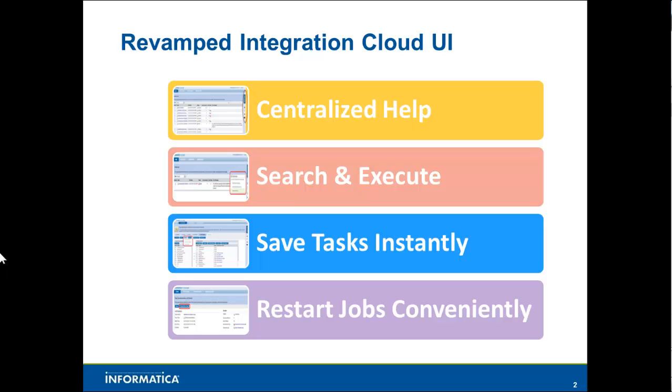The first thing you'll notice is you'll have centralized help features to help you open up a support ticket or access the Informatica Cloud Community for a wealth of tips and tricks and other information. In the activity logs, you can search for previous tasks and execute them. While you're in the middle of a task, you'll also be able to save that task instantly if you're ever interrupted. And finally, you have an easy and convenient way to restart jobs. So let's go ahead and take a look at what this looks like in the new Informatica Cloud interface.